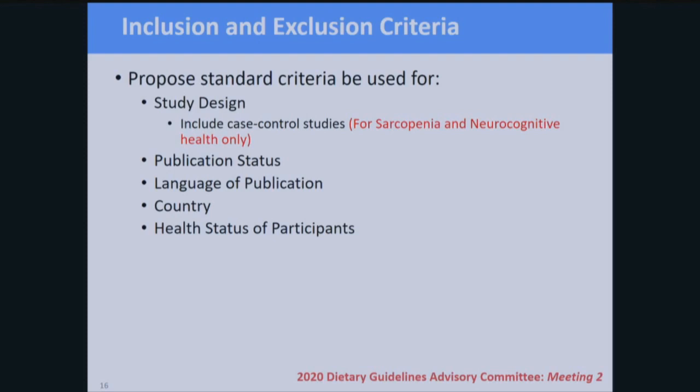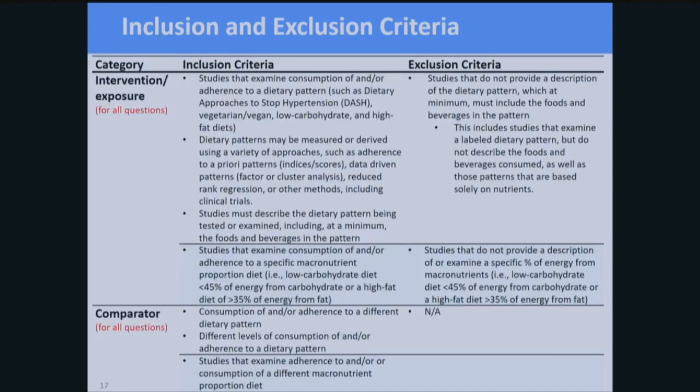The inclusion and exclusion criteria were outlined in Dr. Schneeman's presentation, and we will apply all of the ones that she outlined clearly in her presentation. Then there are inclusion and exclusion criteria unique to the various analyses that we are doing, starting here. For the 2020 Advisory Committee systematic reviews examining dietary patterns consumed, we'll apply all of the inclusion and exclusion criteria here for the intervention exposure to operationalize the definition of dietary patterns presented in this presentation.